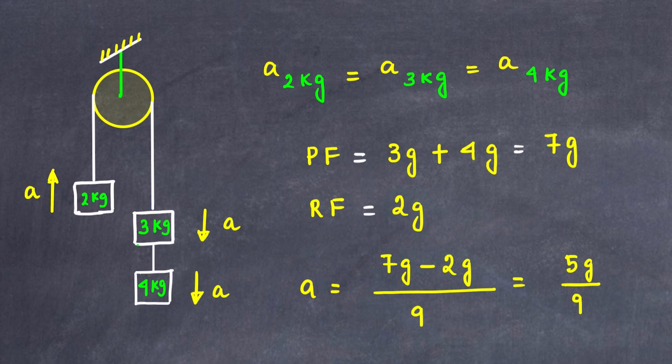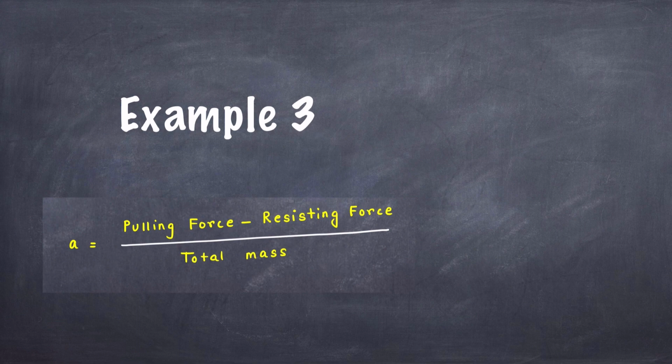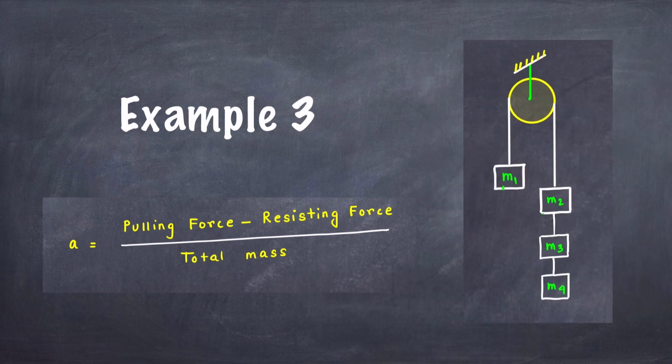So the acceleration of the 4 kg block will be downward 5g by 9, the acceleration of the 3 kg block will be downward 5g by 9, and the acceleration of the 2 kg block will be upward 5g by 9. Now proceeding on to example number 3, we can see how with the help of this simple formula we can solve this complex system in seconds.